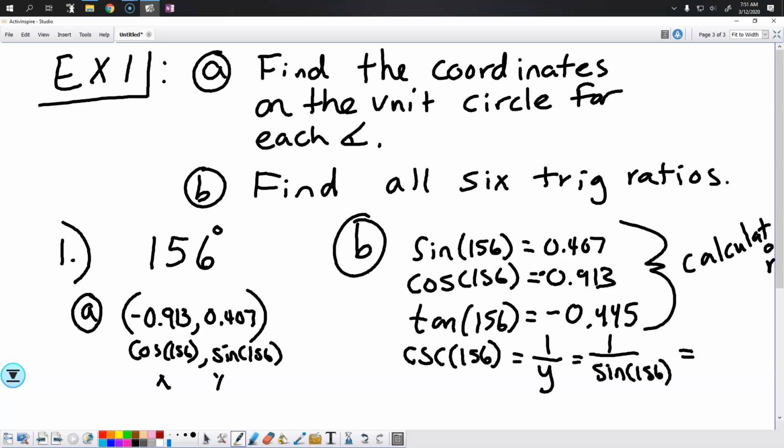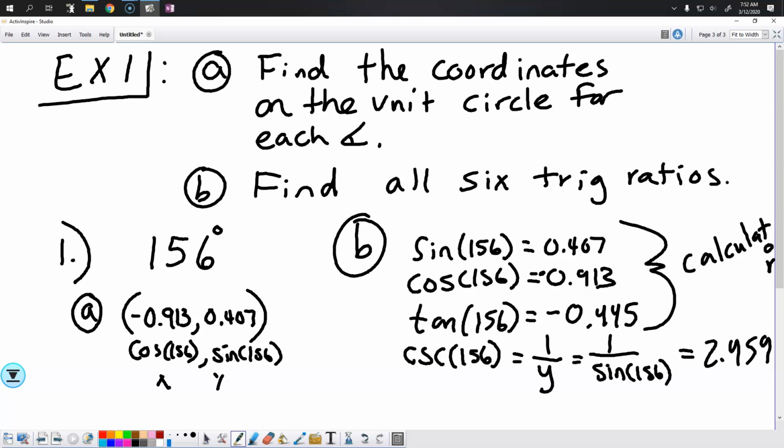Now, if you're using your cell phone, that might be a little bit challenging. So if you're using a calculator, you type it in exactly as it looks. You push 1 divided by sine 156 equals, and you'll get your answer. So I'm going to write it 2.459. Now, if you're doing it on your phones, I'll tell you guys how to do that now.